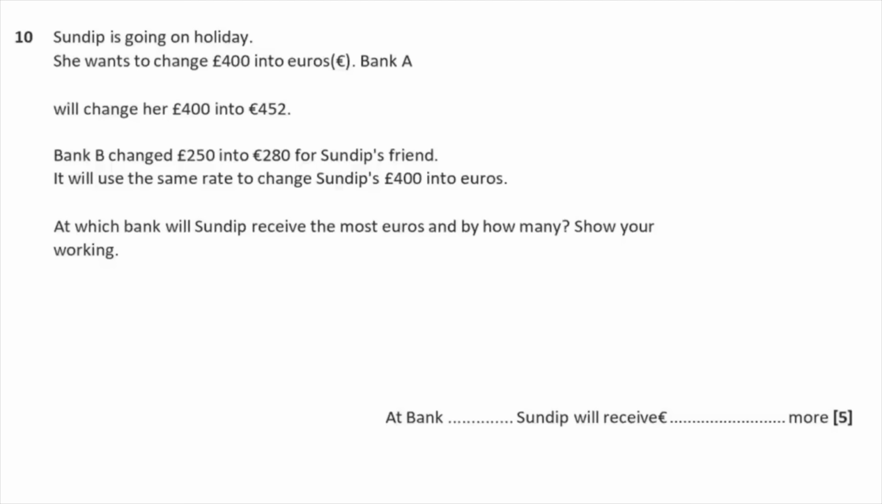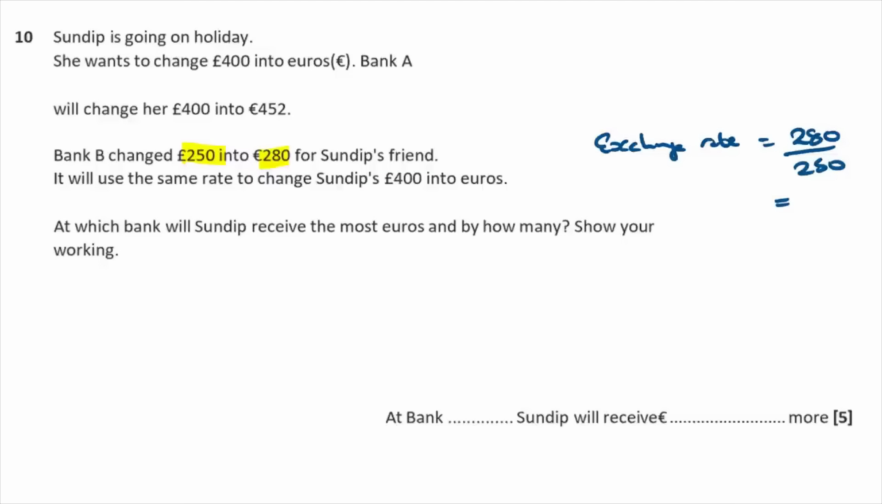Okay, so we know what's going on in Bank A. We just really need to work out what's going on in Bank B, don't we? Now Sandip's friend took £250 and she changed it into 280. So we can use those two figures to work out the exchange rate. The exchange rate is going to be, well, let's take the 280 and divide it by 250, and that will tell me how many euros I'm going to get for each pound.